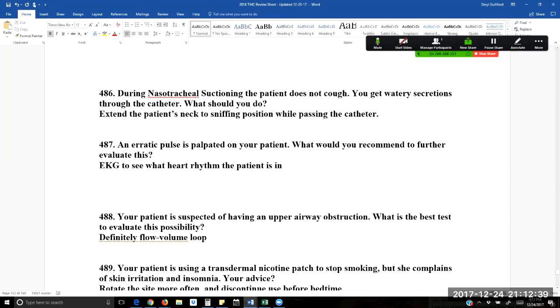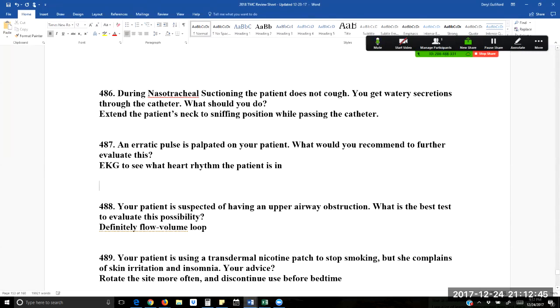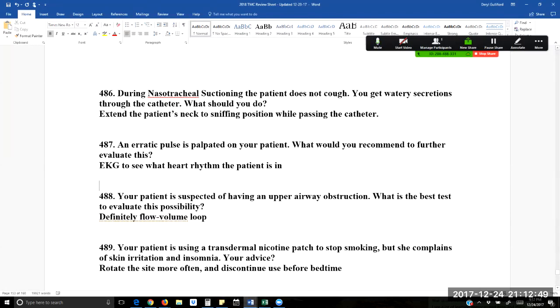Number 487, erratic pulse is palpated on your patient. What would you recommend? Well, definitely you want an EKG to find out what that erratic pulse is. Those can be some PACs, which don't mean a heck of a lot. They could be PVCs, but they could be heart block. So you definitely want an EKG to see what rhythm the patient is in.